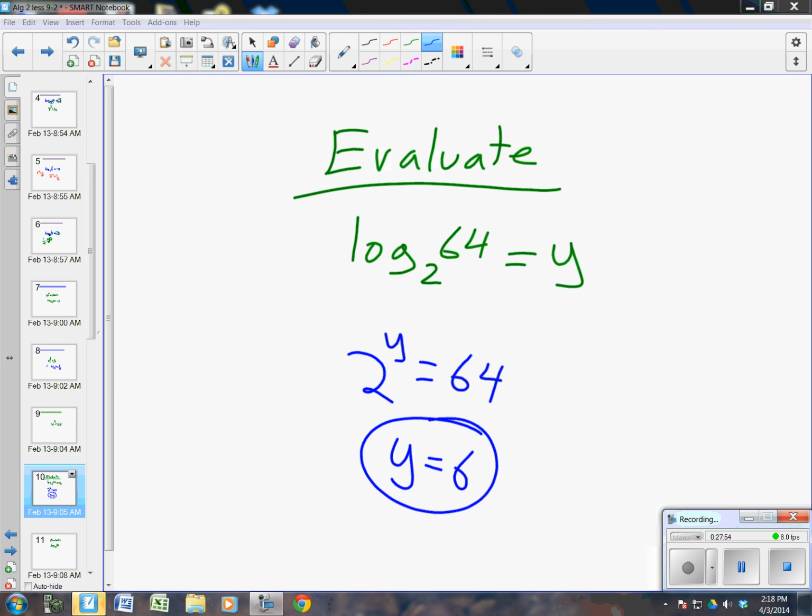How did you get that? No, the base raised to this number. That's the exponent. And that's what it's equal to, right?